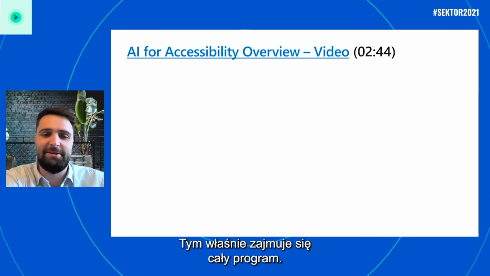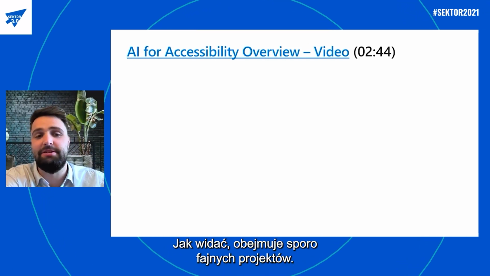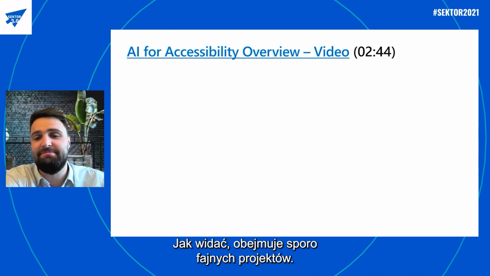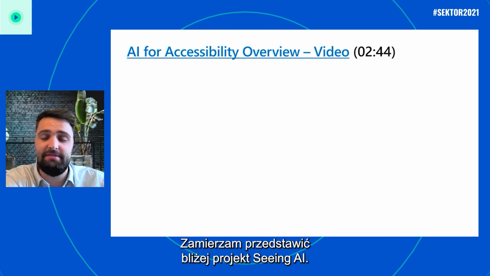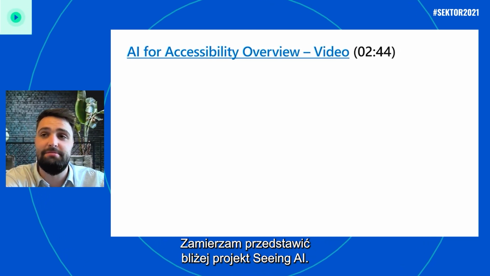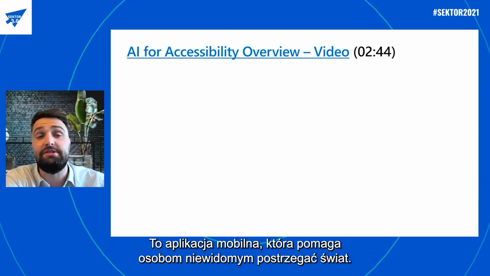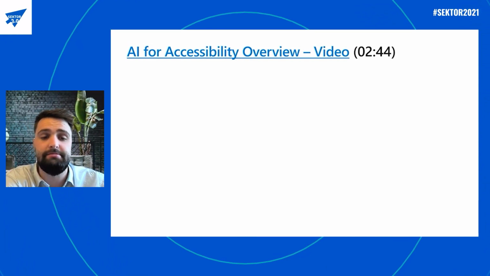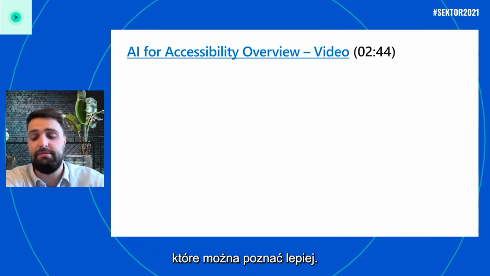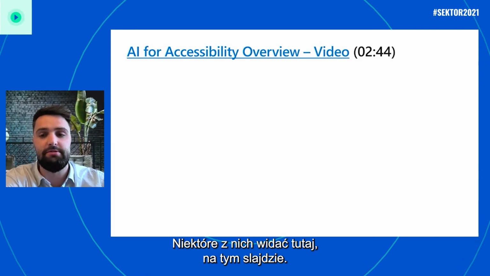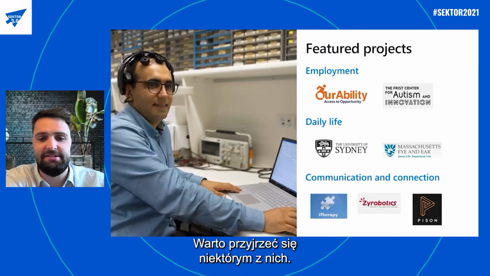So that is the broader overview of the program. As you can see, it features lots of our cool projects in there. The Seeing AI, I'm going to take a deeper dive into. That is a mobile app that actually helps blind people not to see, but to help them see. But there are super many cool projects within this video that I mentioned that you can deep dive into. But I brought some of them as well into here, to this slide, featured projects, and you can look into some of these.